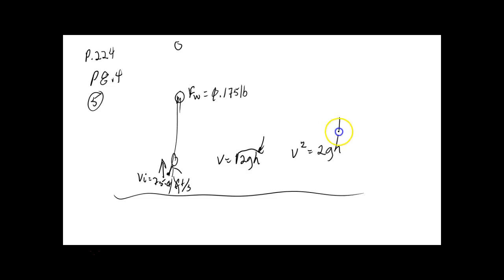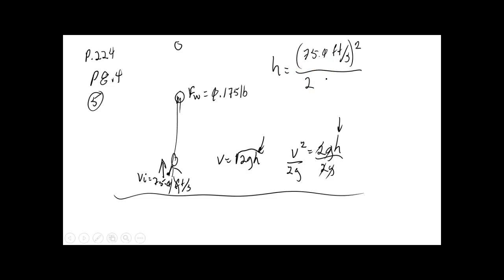Now, we're still wanting to solve for H, so let's divide both sides by 2G. And then the 2G's go away. So now you've got the height, and this height is going to be in feet because your velocity was given in 75.0 feet per second, but you're going to have to square that, both the numbers and the units, and divide by 2G. Now, what is G in the U.S. customary system?